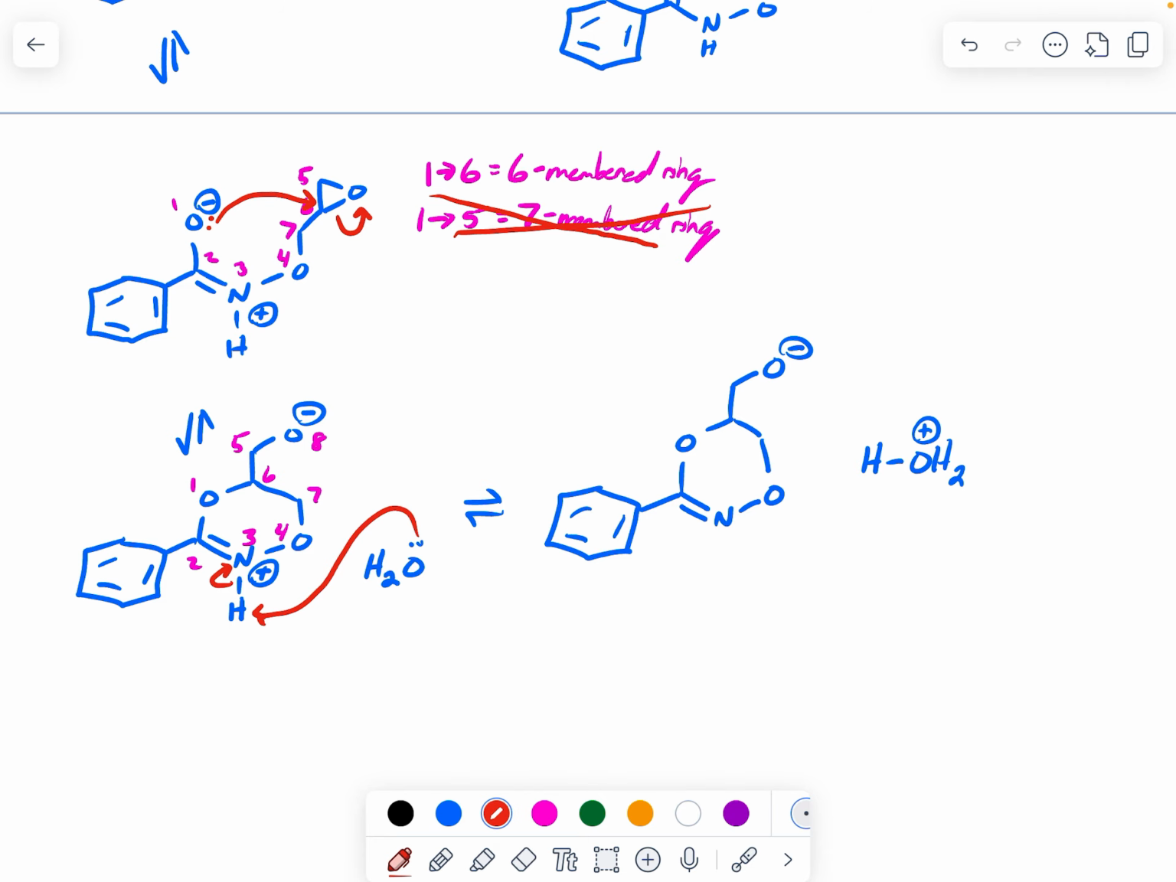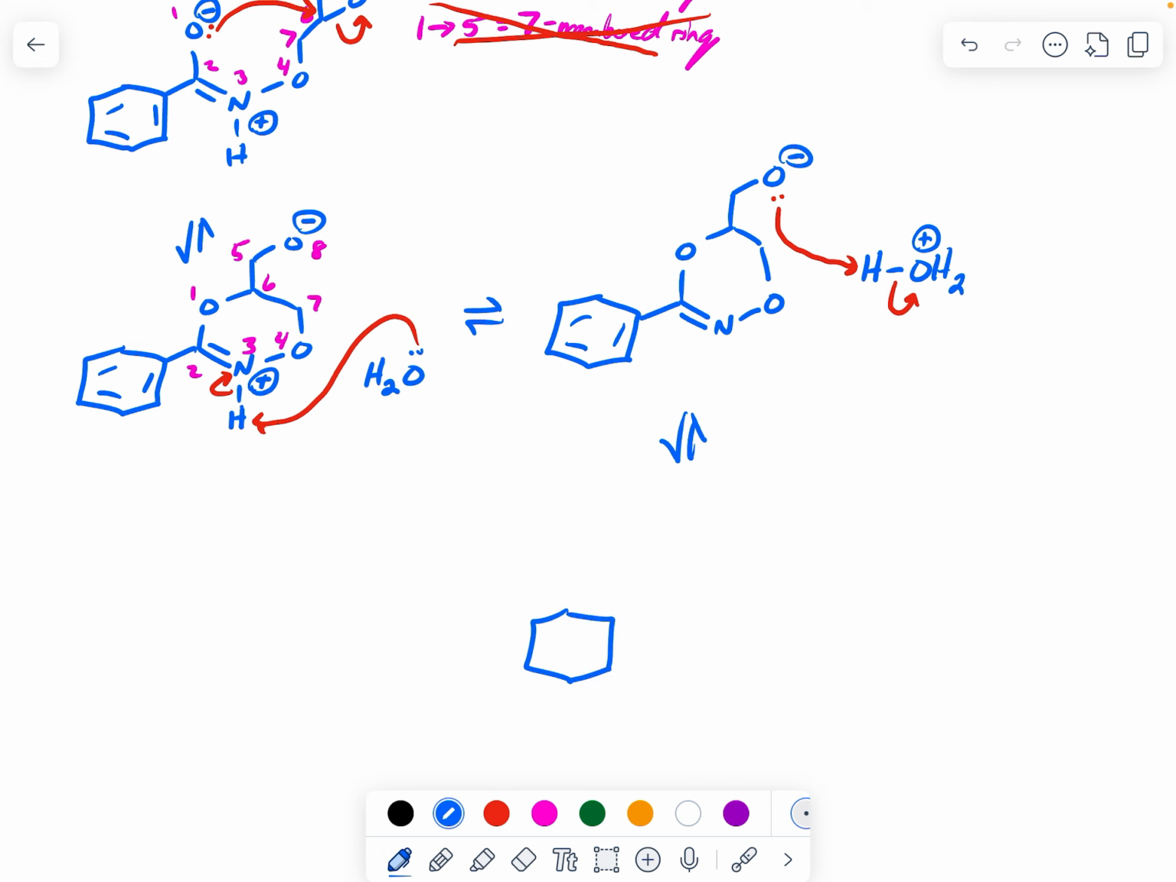And so with that, the final step of this reaction can be deprotonating the H3O+ to give us our final product, which is, of course, that 6-membered ring with all of the fun atoms in it alongside that alcohol on top.